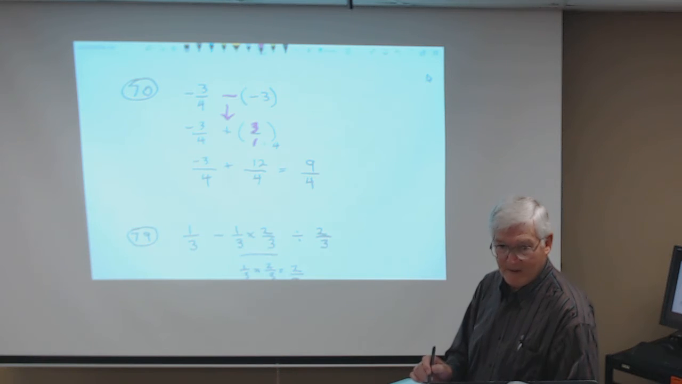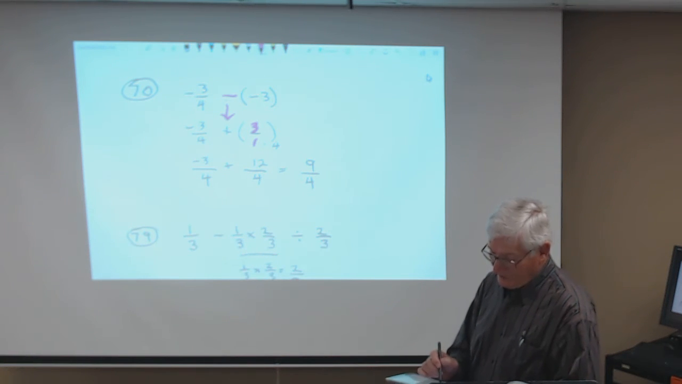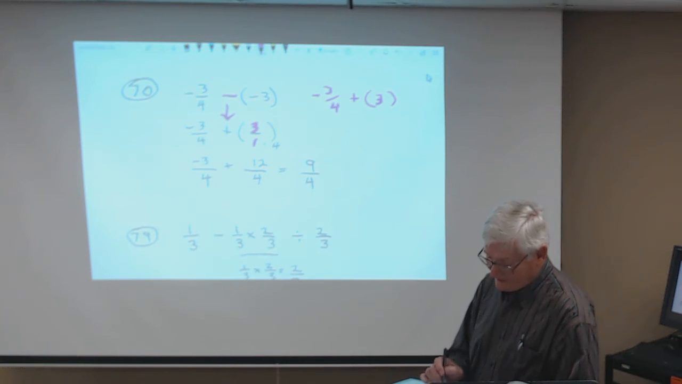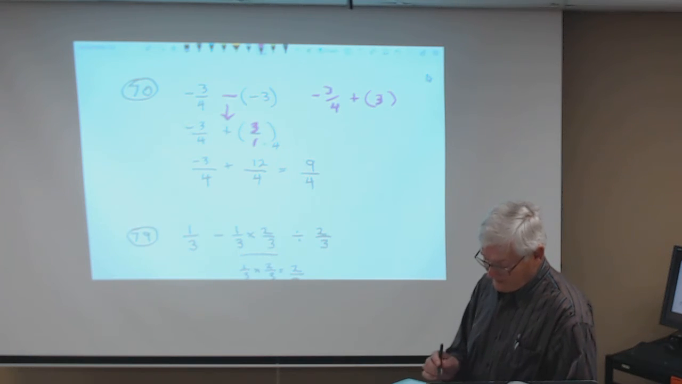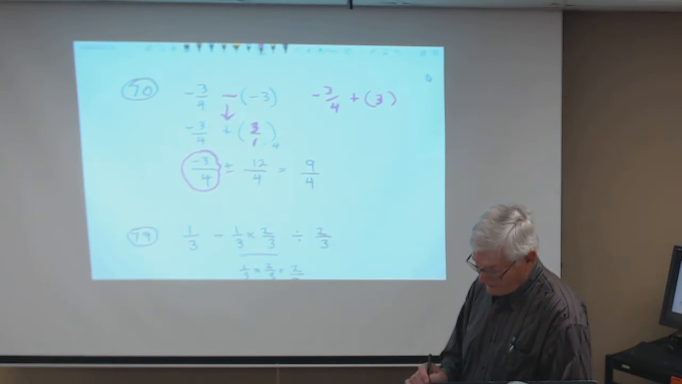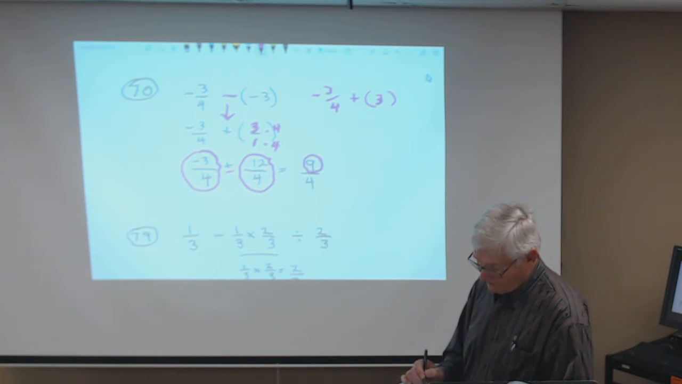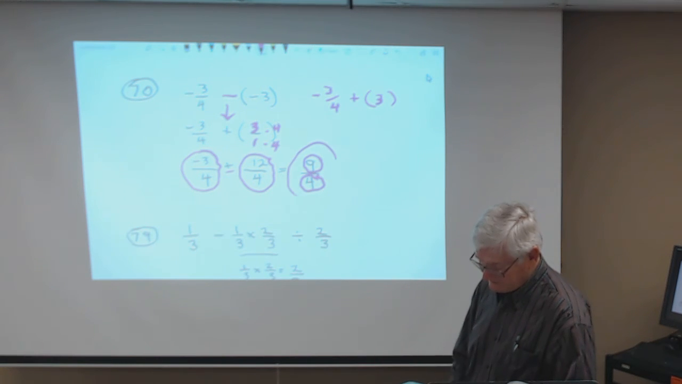Do you follow me? So now I've changed my subtraction problem into an addition problem. I could have come out here and said negative 3/4 plus 3. See, I could have done that, but since this is a fraction, I make this one a fraction too. So now I have negative 3/4 plus 12/4. See, how'd you get that? Well, to change from 1 to 4, I multiply by 4, take this times 4, and that gives me 12. So now I have negative 3 plus 12. That gives me 9 over 4. So there's the answer, 9/4.